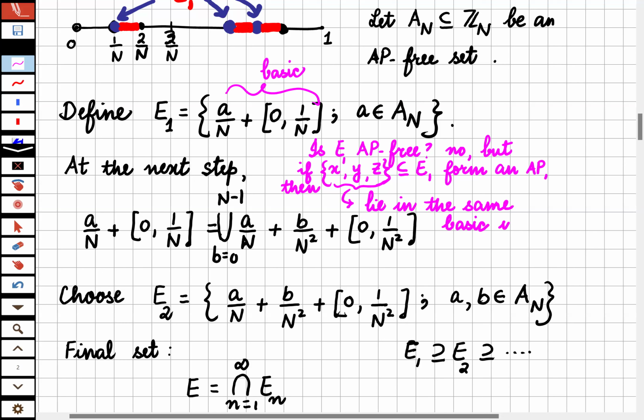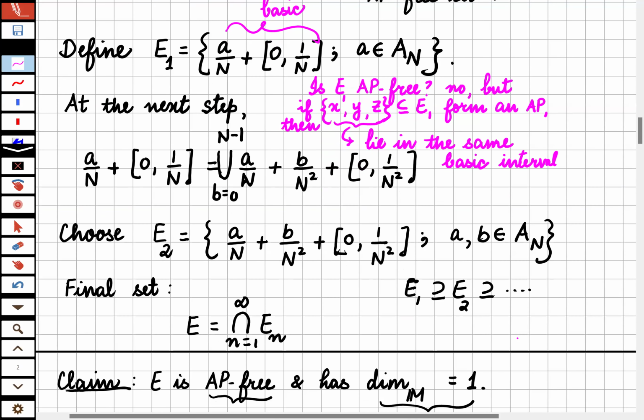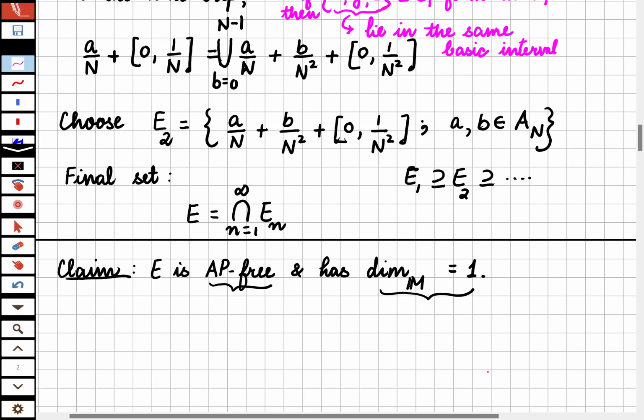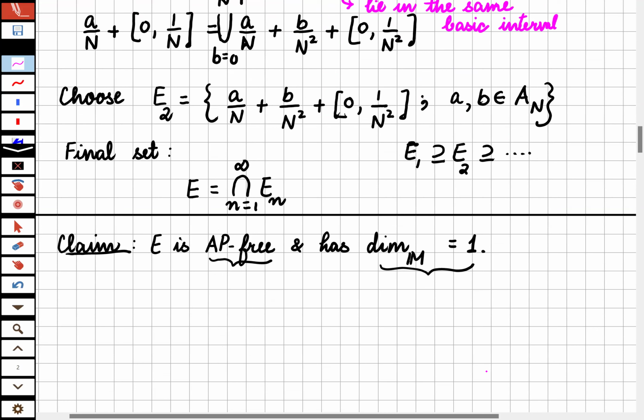Once we show this, the exact same argument will show that at step E2, if X, Y, Z form an AP in E2, then they must lie in the same basic interval, but the basic intervals in E2 have shrunk in length to 1 over n squared. As you go down the road, if they have to lie in every single basic interval, their separation is at most 1 over capital N to the power of some little n, but that little n goes to infinity, ultimately making x, y, and z all equal. So each step takes us a little bit closer to becoming AP free. It doesn't quite get there at any finite stage, but it gets there in the limit.